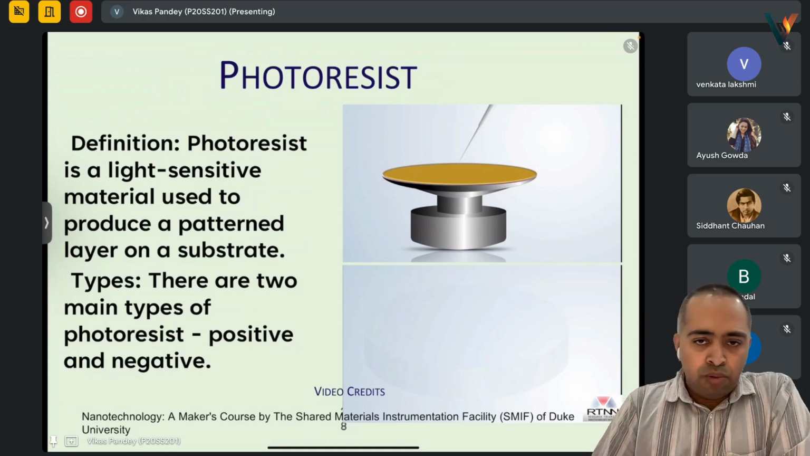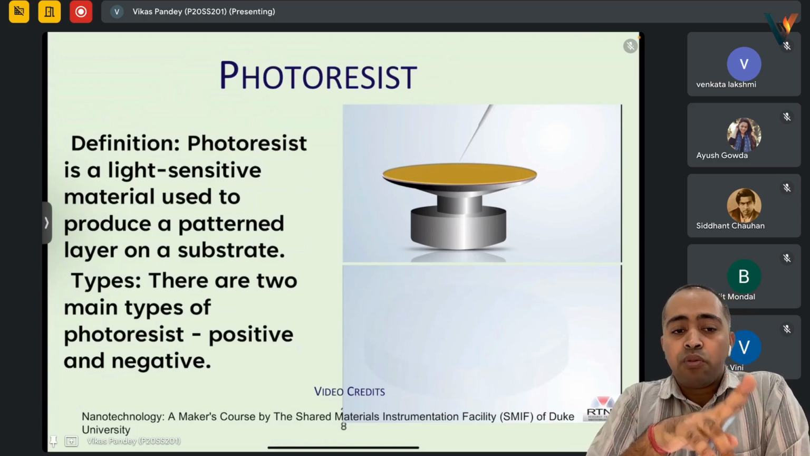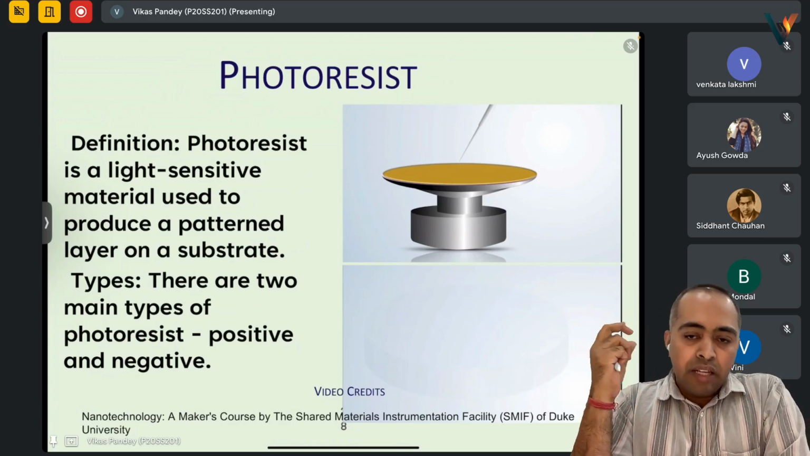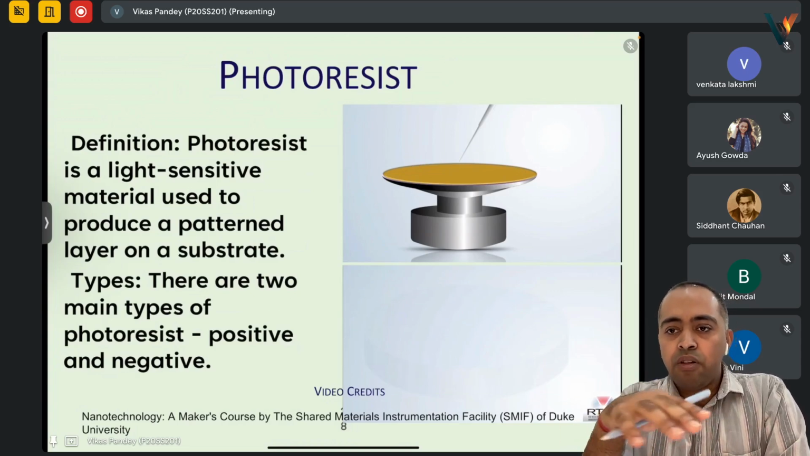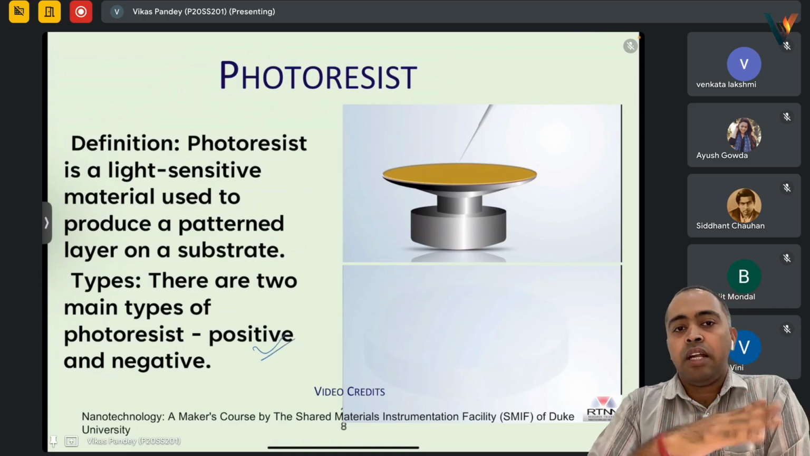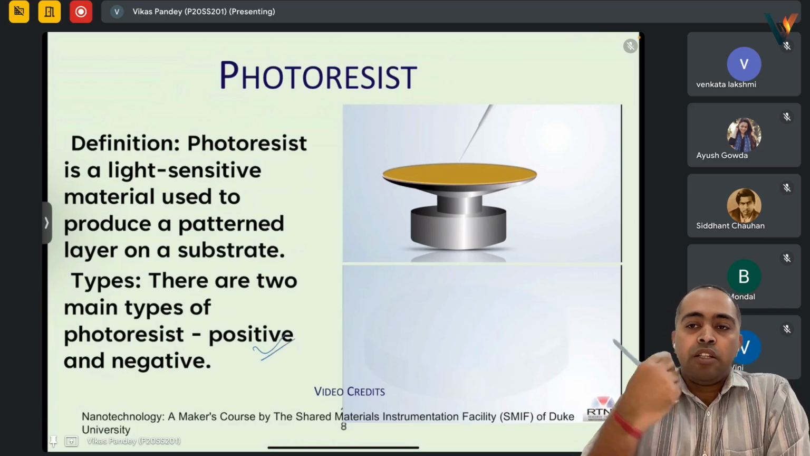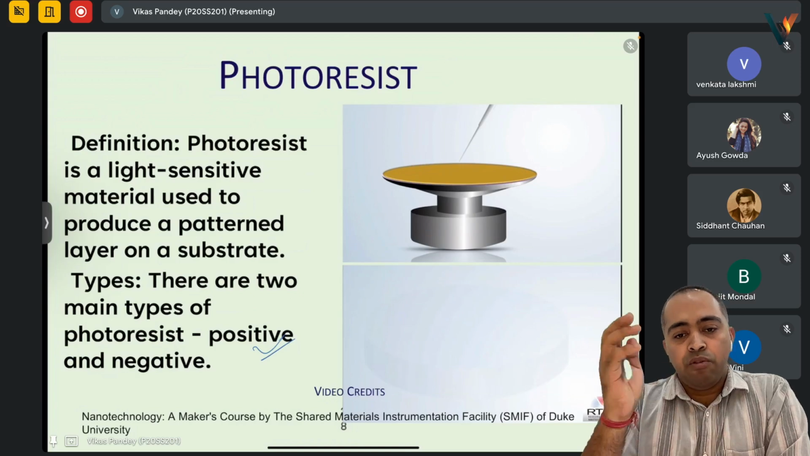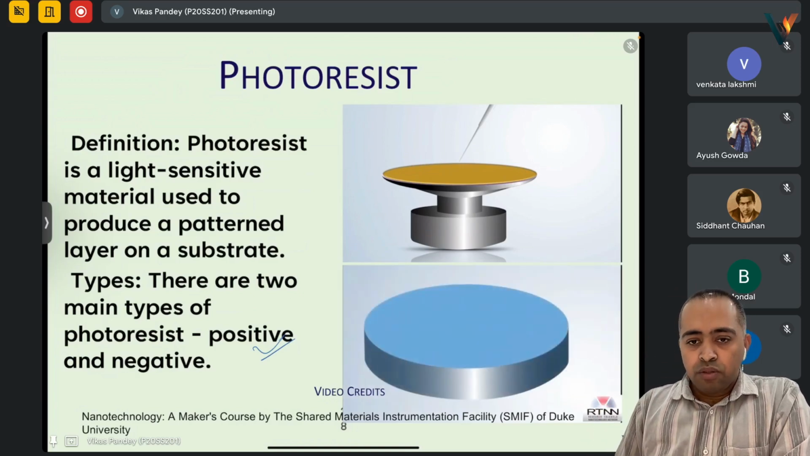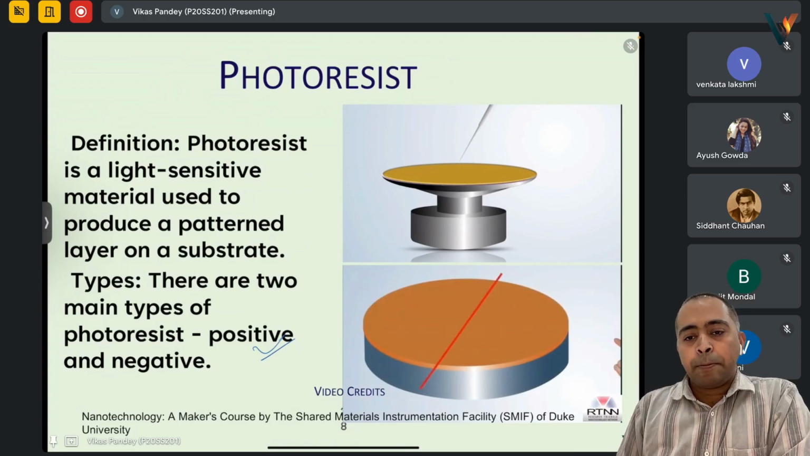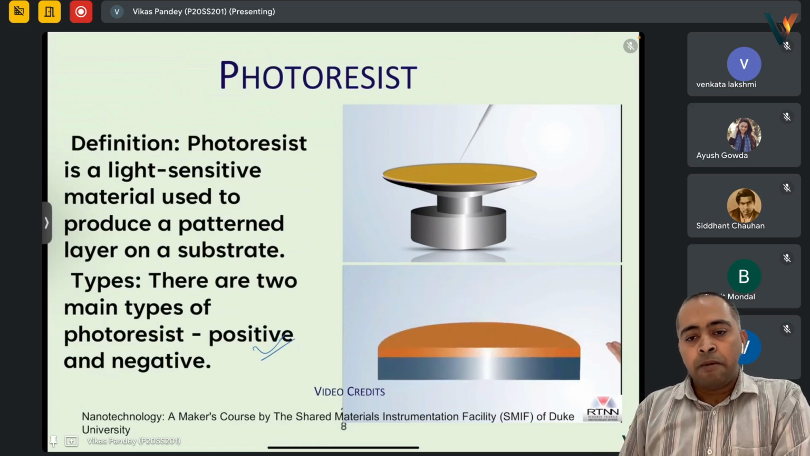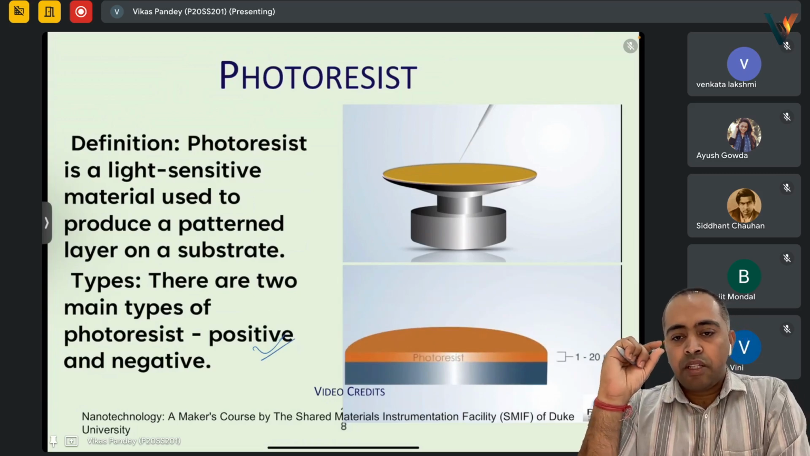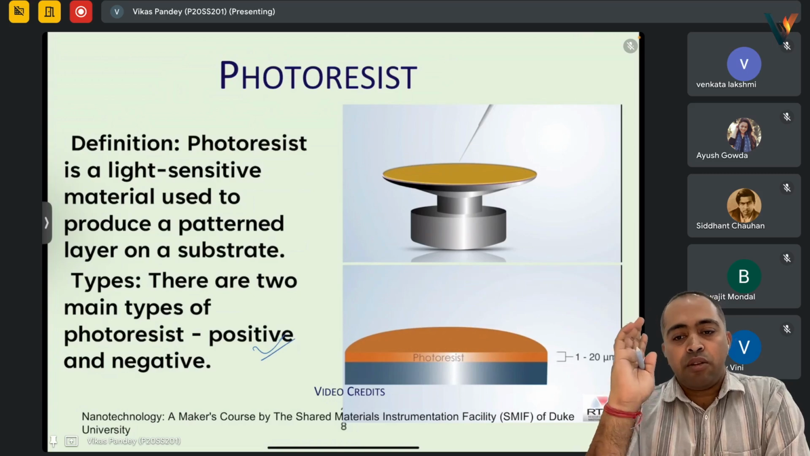Okay, so if we talk about photoresist, again they are of two types, positive and negative. In case of positive photoresist, wherever light falls, that part will be removed. In case of negative, it is opposite. Where light falls, it will remain. Where light doesn't fall, it will be removed. If we cut the wafer, we have the silicon wafer, and over it this photoresist will be 1 to 20 micron thick.